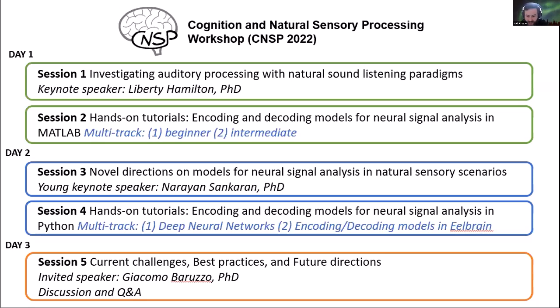And then on day 3, we'll have session 5, which will focus on current challenges, best practices, and future directions. And we have an invited speaker, Giacomo Berzo, and he'll talk about everything to do with open science and data standardization. Then we'll go into our 2-part discussion and the Q&A after that.